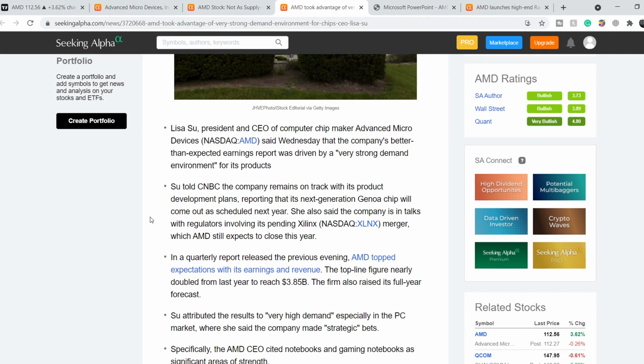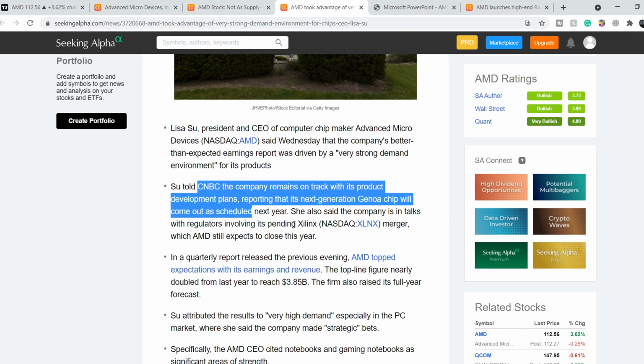And let me quote to you these bullets. Lisa Su, president and CEO of computer chip maker Advanced Micro Devices, said Wednesday that the company's better than expected earnings report was driven by a very strong demand environment for its products. So, as I said, the reason is chip shortage. Su told CNBC the company remains on track with its product development plans, reporting that its next generation Genoa chip will come out as scheduled next year. She also said the company is in talks with regulators involving its pending Xilinx merger with AMD, still expects to close this year.